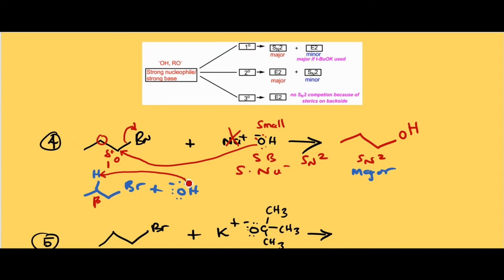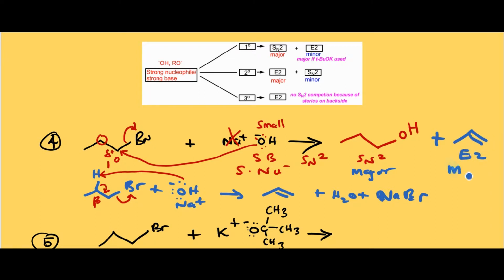So it's acting as a base. Bases use their lone pairs to accept a hydrogen. So we're removing that hydrogen and using this bond to make a double bond there as this leaves. So that gives us an elimination product. So you're gonna end up with a double bond, which comes from E2. And of course, you will have H2O and you will have sodium bromide. H2O comes from whenever OH accepted the hydrogen. Sodium bromide is from Na plus and Br that left. So the byproduct here is gonna be this, which comes from E2, and it's gonna be the minor.